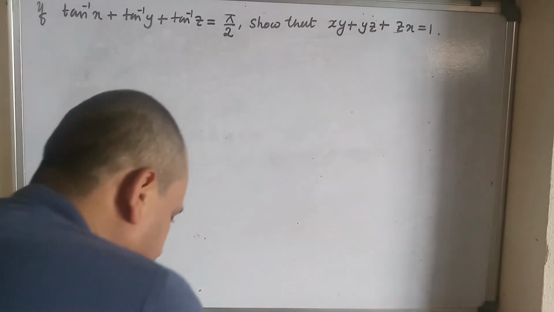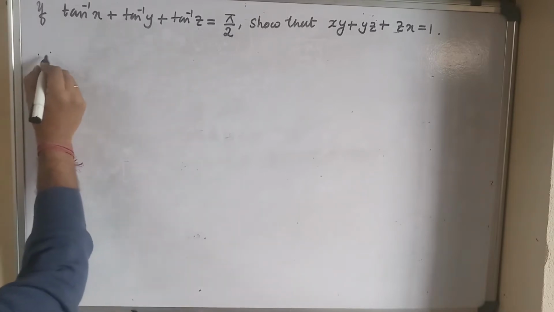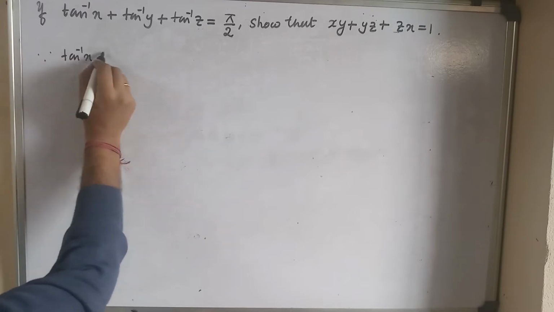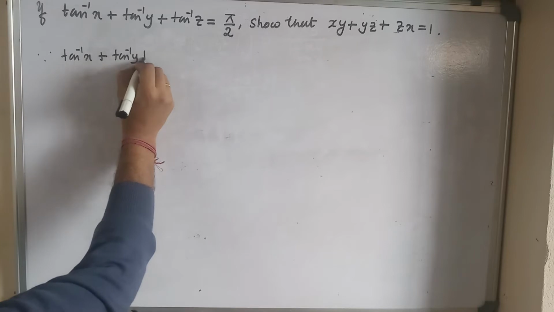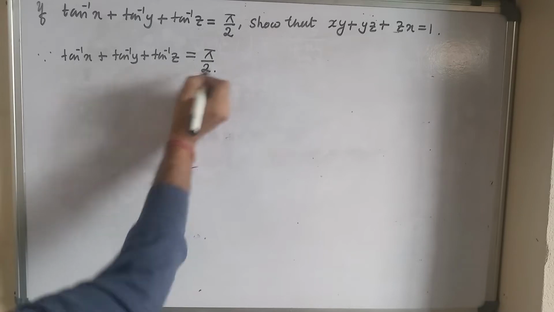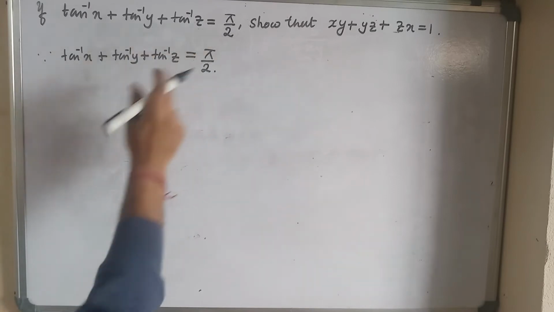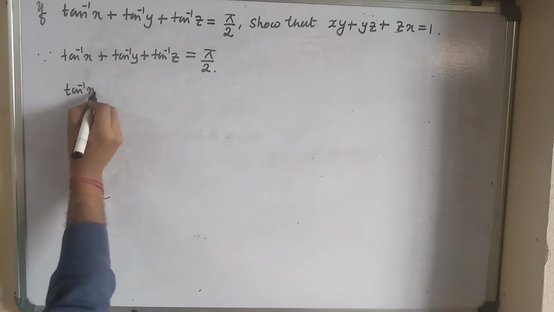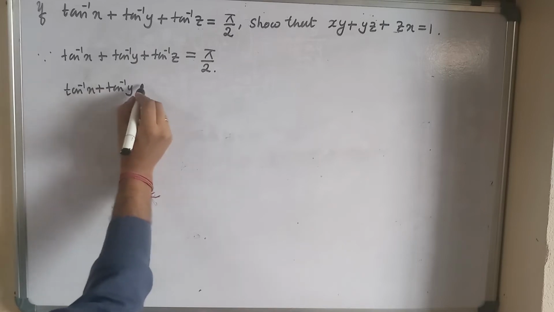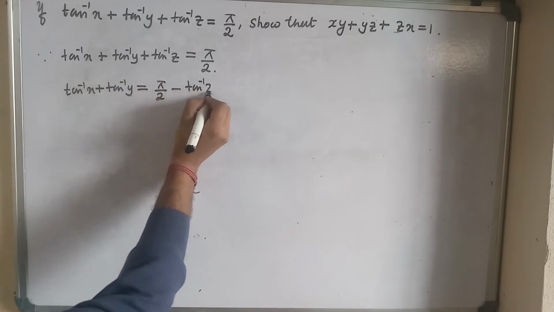Now this is another type of problem. If tan inverse x plus tan inverse y plus tan inverse z equals pi by 2, then xy plus yz plus zx equals 1. For this, I'll consider the function tan inverse x plus tan inverse y plus tan inverse z equals pi upon 2. To prove this identity, from these three quantities I'll bring one quantity from the left hand side to the right hand side. I'll keep tan inverse x plus tan inverse y on the left hand side, and bring tan inverse z to the right hand side.